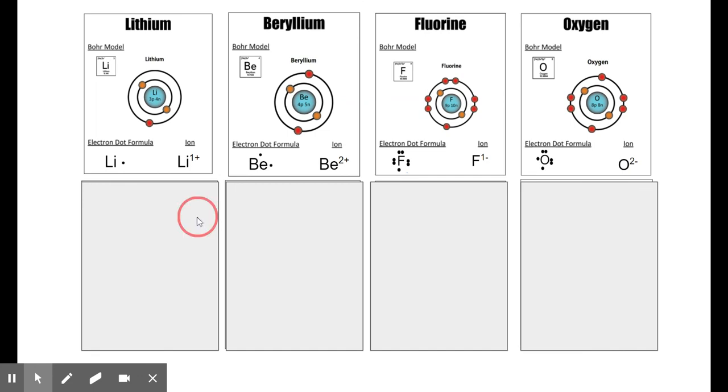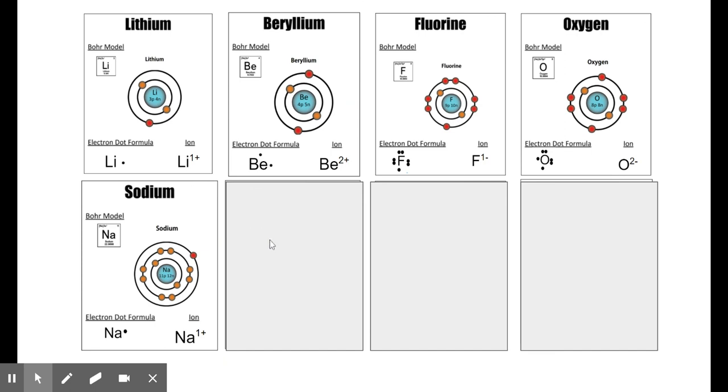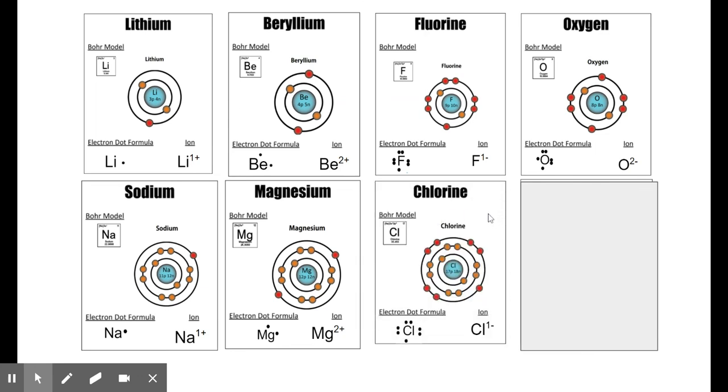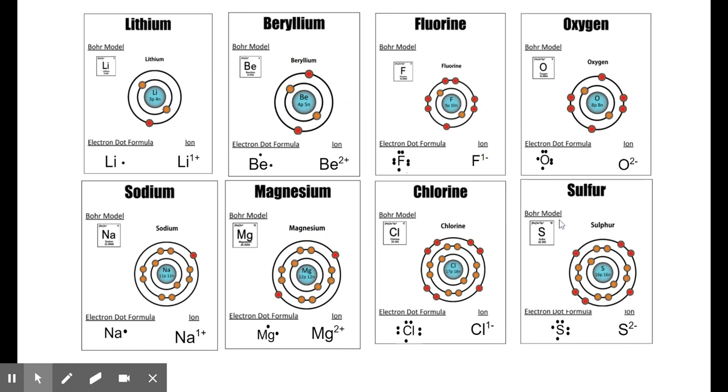Let's see how you did. There's sodium. The dot diagram has 1 valence electron, and the ion, once it loses that 1 valence electron, will be +1. Magnesium will have 2 dots on its diagram and will form a positive 2 ion. Chlorine will have 7 dots for its 7 valence electrons, and it will have a negative 1 ion. Sulfur will have 6 dots on its symbol and form a negative 2 ion.